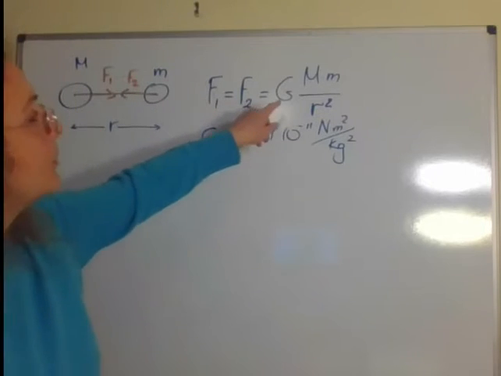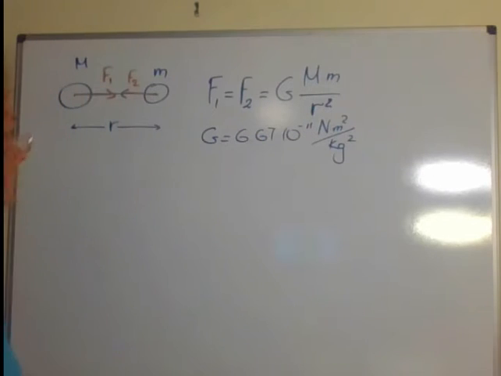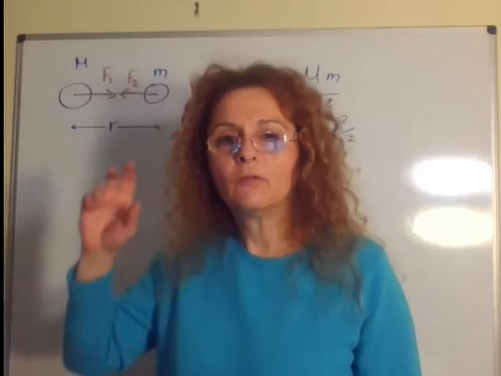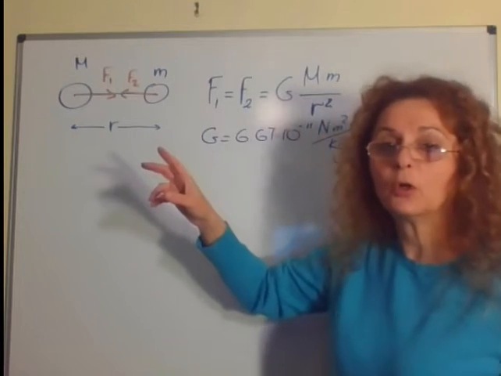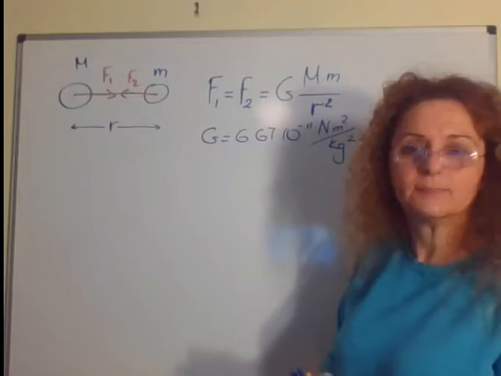So this is the formula according to Newton's universal gravitation, and we see that these forces are proportional to the masses and inversely proportional to the distance, meaning that if one of the masses doubles, the forces will double. If both masses double, the forces will be 4 times stronger. And we can prove that.